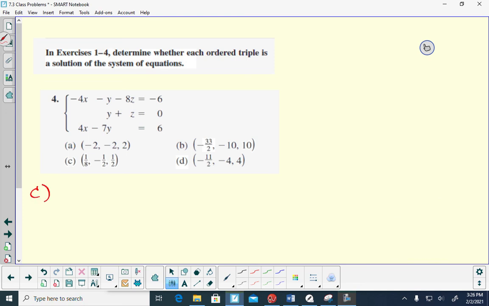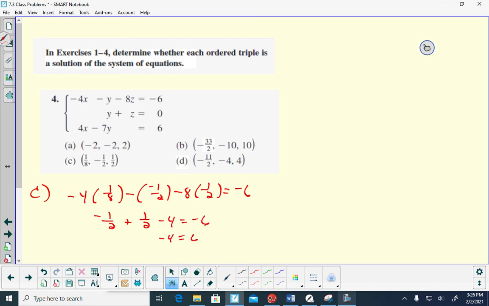I'm going to substitute in the 1/8. So negative 4 times 1/8, minus y, which is negative 1/2, minus 8z, which is 1/2. And I'm trying to see if that's equal to negative 6. So when I do this, I get negative 1/2 plus 1/2 minus 4 is equal to negative 6. So I end up with negative 4 is equal to negative 6. So that's a no, so I stop. I don't have to do anything else, because if it doesn't work for one equation, it doesn't matter if it works for the other two. It has to work for all three.